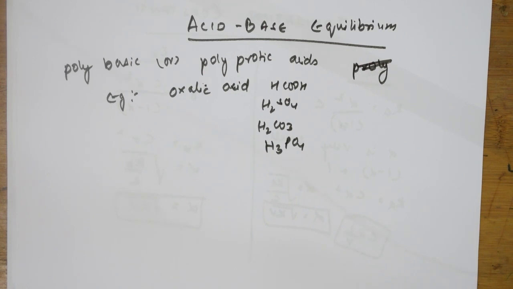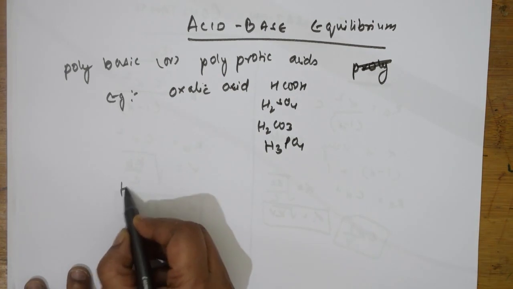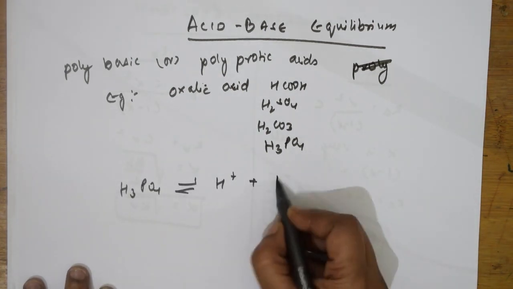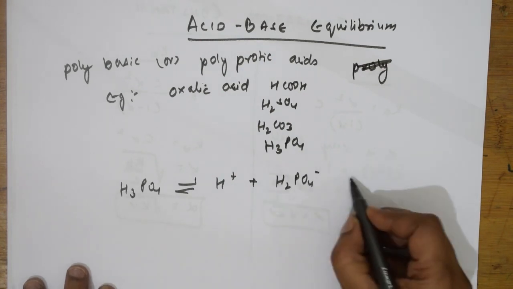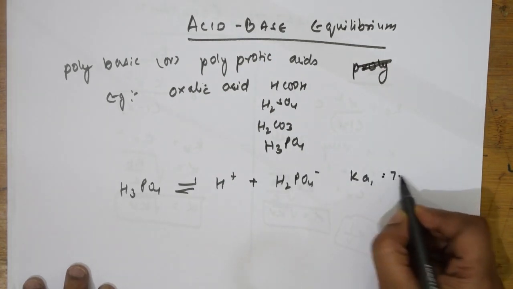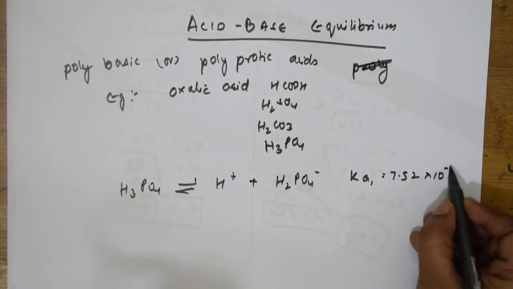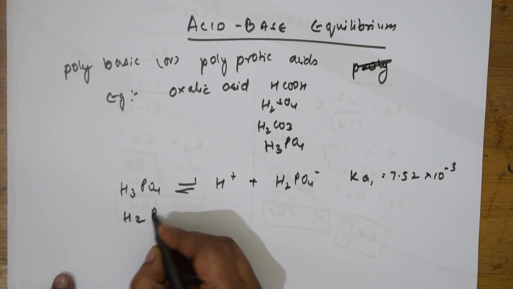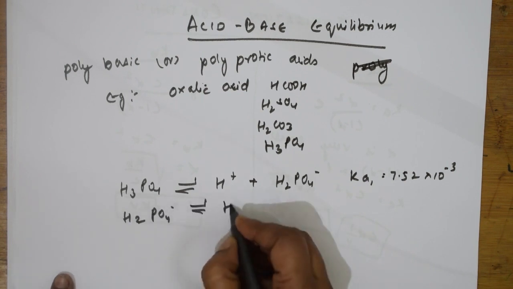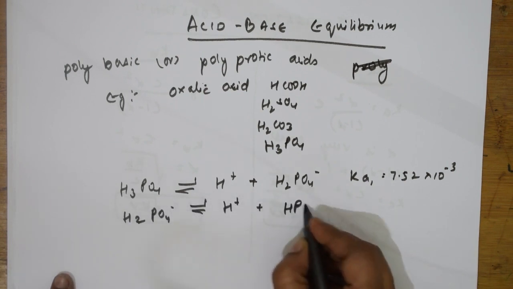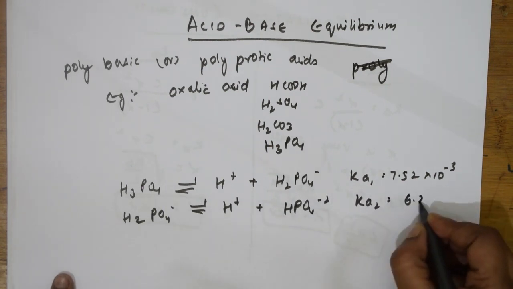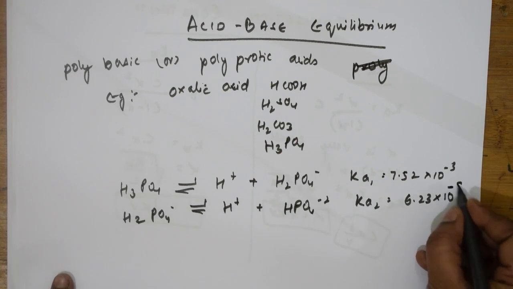Now, suppose you have to speak about acid-base equilibrium, just simply. If I take phosphoric acid, again a common example, this dissociates into H+ and H2PO4 minus. Ka1 for this is 7.52 into 10 raised to -3. Again H2PO4 minus dissociates into H+ and HPO4 2 minus. Ka2 for this is 6.23 into 10 raised to -8.